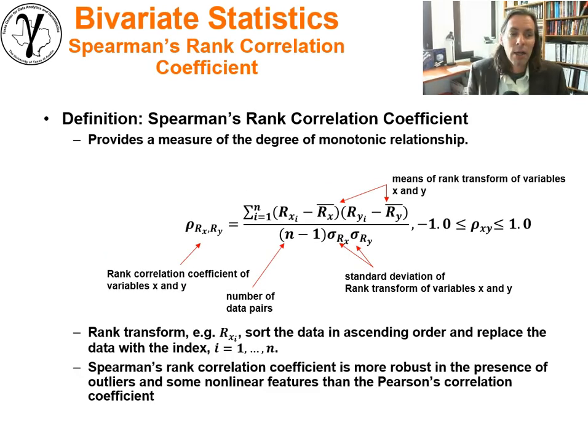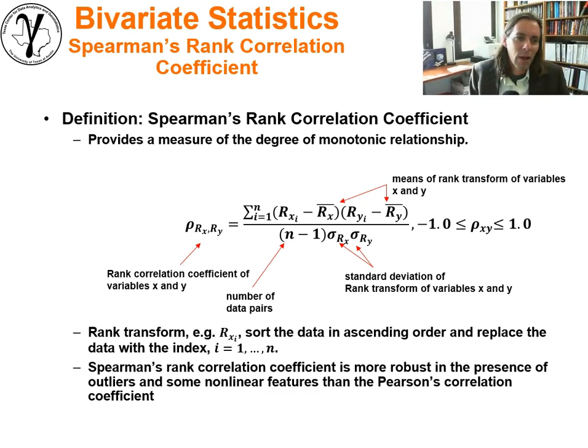Pretty cool stuff. The Spearman rank correlation coefficient, known most of the time as the rank correlation coefficient, provides a measure of the degree of monotonic relationship. It's not as sensitive to the linear relationship, which is really good. That's quite useful. It relaxes that. And it actually does a nice job of dealing with outliers.